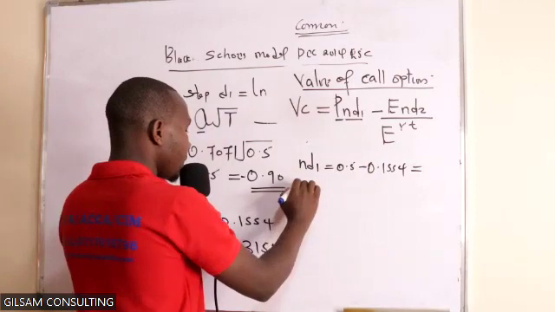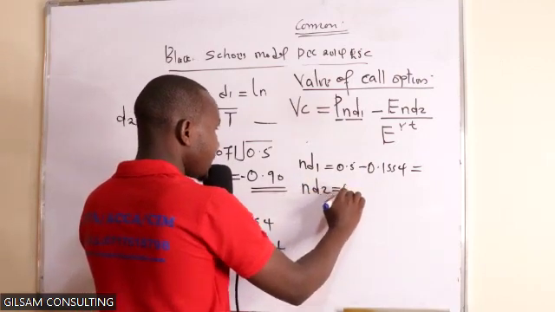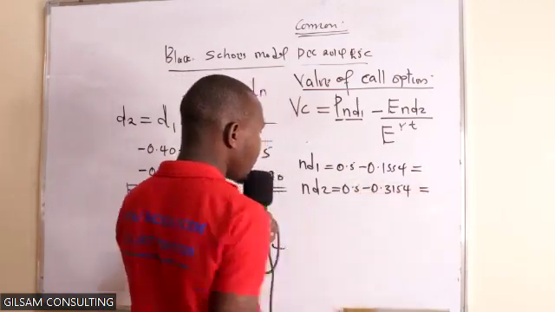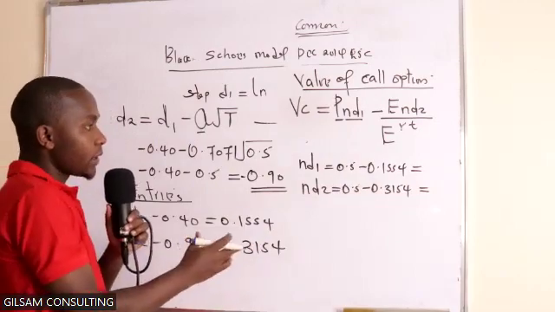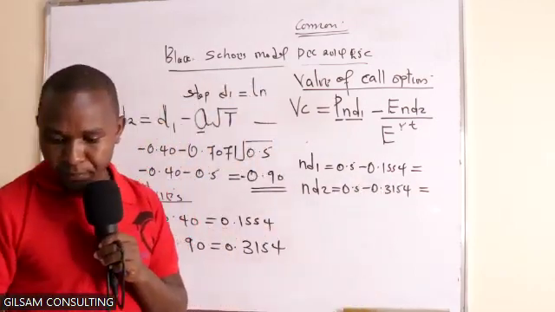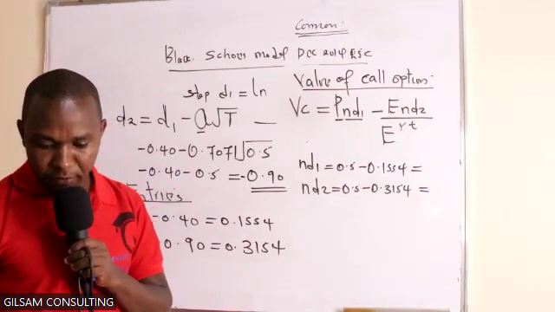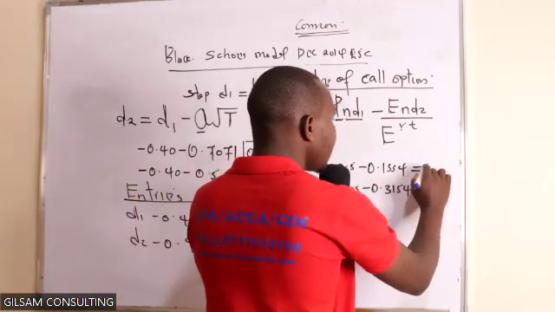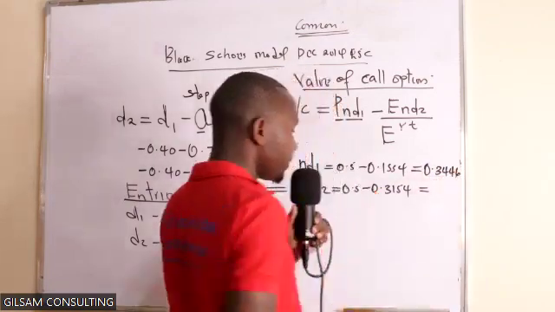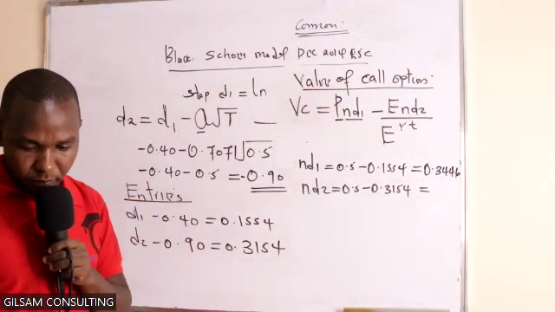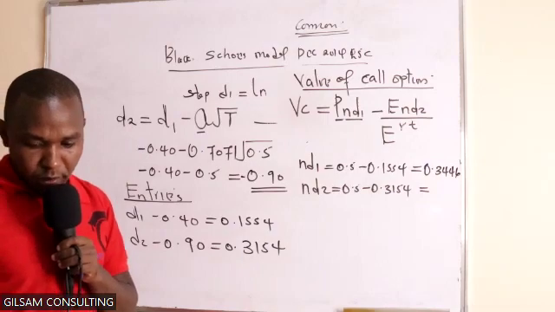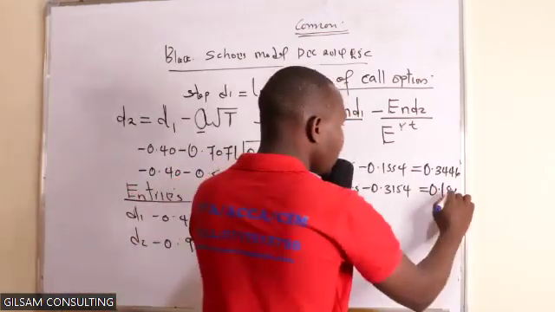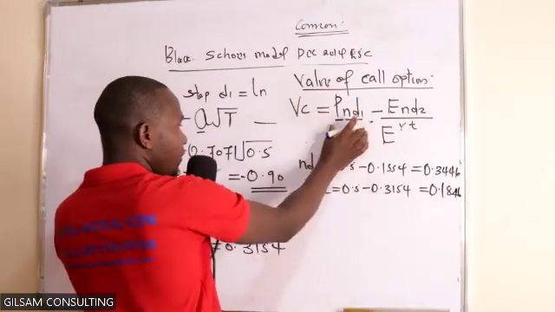And what does it give us? At D2 you take 0.5 minus 0.354. What will it give you? Because these were negative. So what will this give us? 0.5 minus 0.1554. This one will give us 0.3446. This one will give us 0.1846. So after getting that, now we can use this formula.